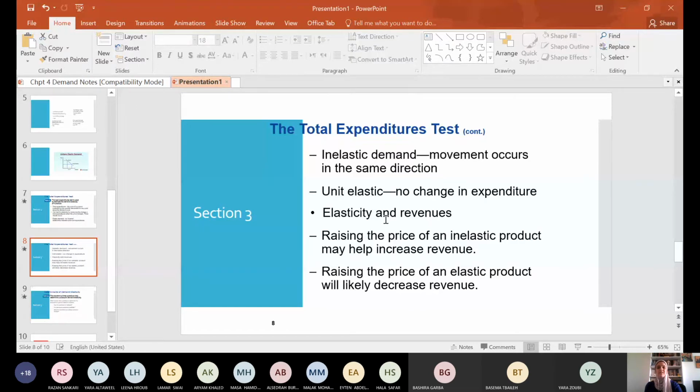So, okay, elasticity and revenues. Revenues are the money the supermarket will gain. Raising the price for inelastic will increase the revenue. As we said, I increase the price for coffee because coffee is inelastic. Elastic, I'm sorry, is elastic. I increase the price for elastic, I will lose. I increase the price for inelastic, I will win. Again, elastic, like cars. When they increase the price, they will win?